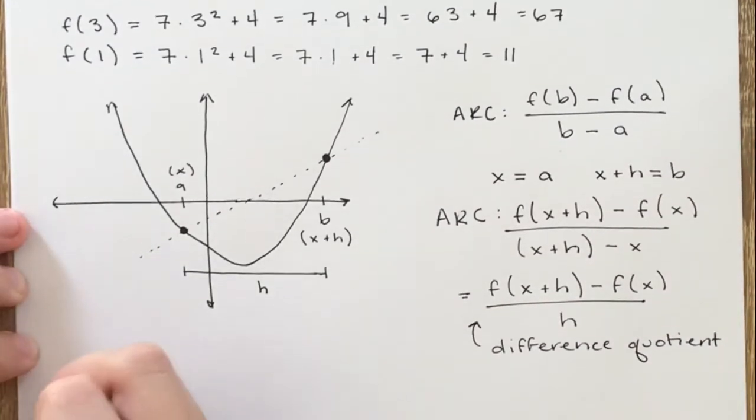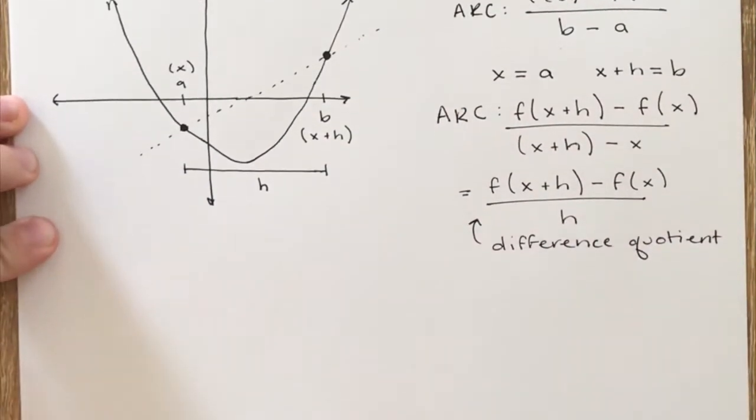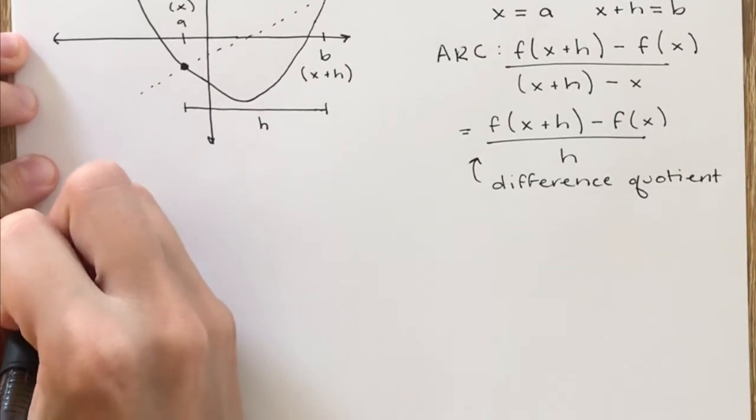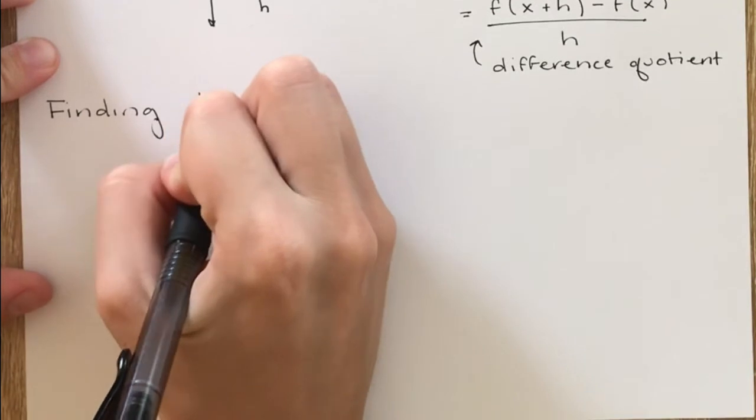So the way we're going to find the difference quotient, because this is not super fun to do all at once, is we're going to kind of split it into steps. So finding the difference quotient.